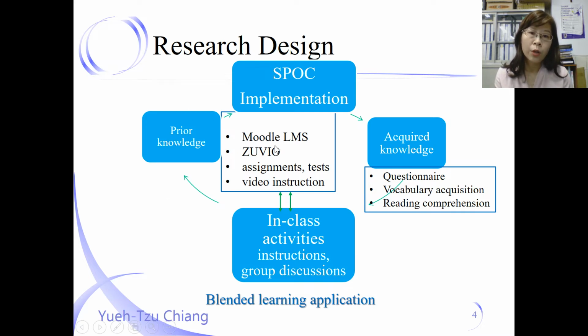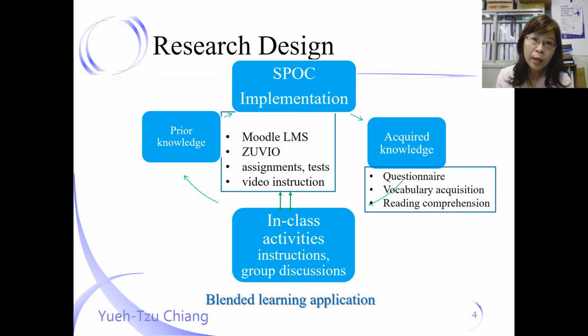In my SPOC classroom, we use Moodle and also we use Zuvio. To put it simply, Zuvio is just like Kahoot. It's a digital IRS system, designed and produced by a Taiwanese scholar. It's now widely used across Taiwan. However, some other schools or teachers prefer to use Kahoot. Both are pretty similar, right?